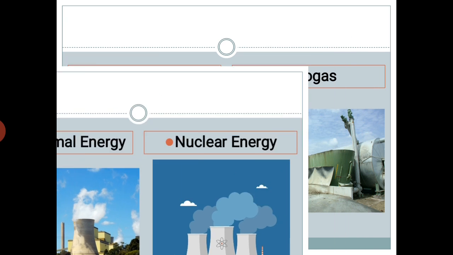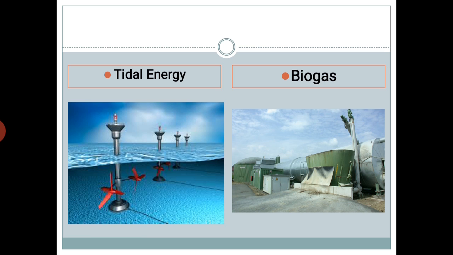Next one students, tidal energy. Energy generated from tides is called tidal energy. So it is also very important for us.